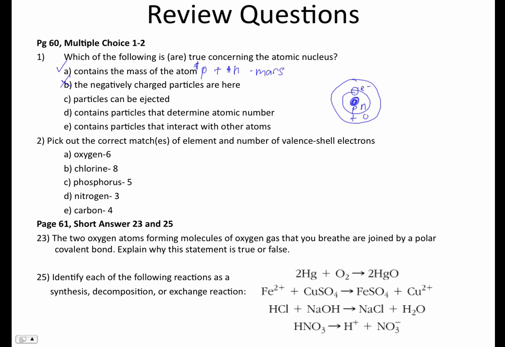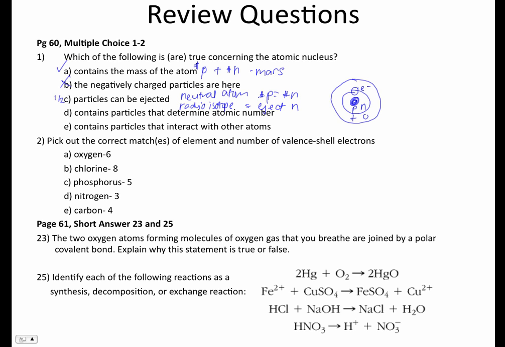Particles can be ejected. Okay, this one, under normal conditions, if we have a neutral atom, meaning we have equal number of protons and neutrons, then we don't have any ejection of our neutrons. However, if it's a radioisotope, then we can eject those neutrons. And I mentioned that in the last video, especially if you have the radioisotope of iodine. Right, so this one is kind of half and half.